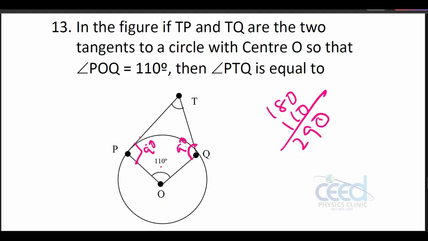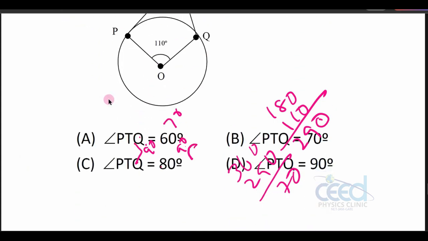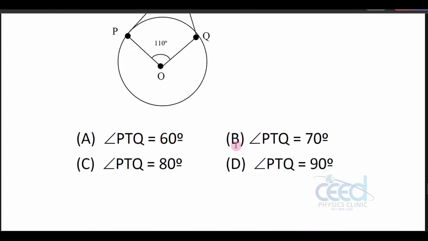Now the total quadrilateral angle is 360. Then 360 minus 290, that is 70 only, right. So this should be 70. All right, so option B is correct. Now let us go to another question.